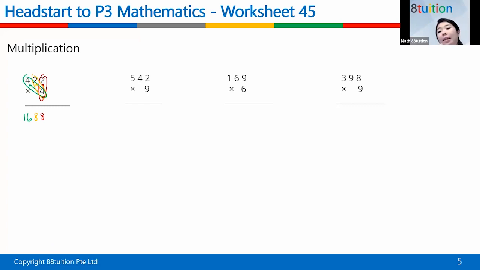All right. Okay, Sheslin, can you help me with 542 times 9? So let's multiply this first. What do we get?